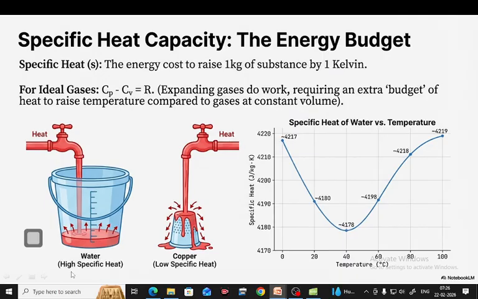You see, this is water, high specific heat, copper, low specific heat. So we give an example: specific heat of water versus temperature. You see, this is the specific heat of water versus temperature. The graph will be like this.